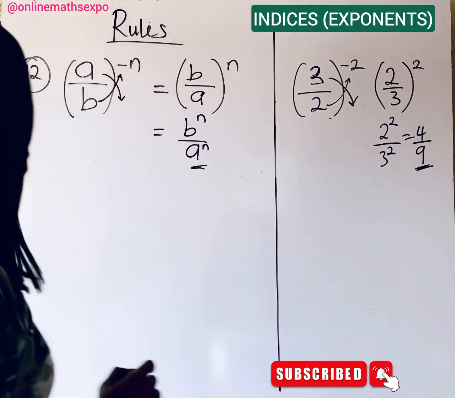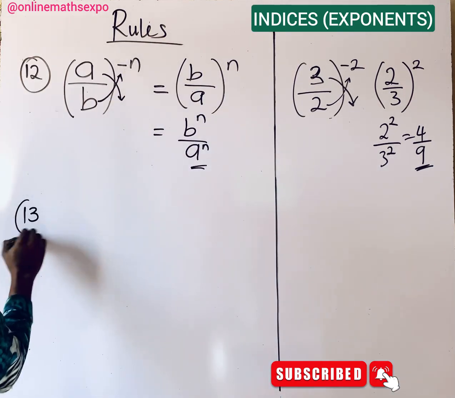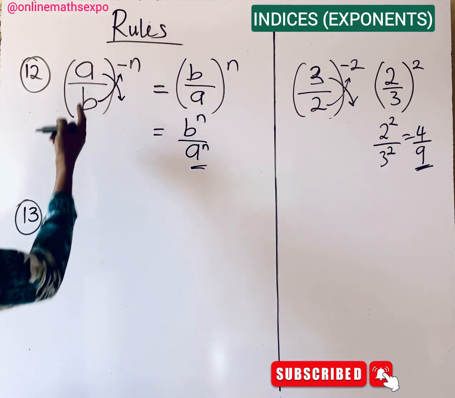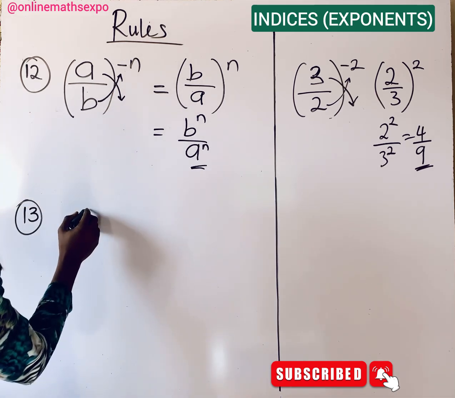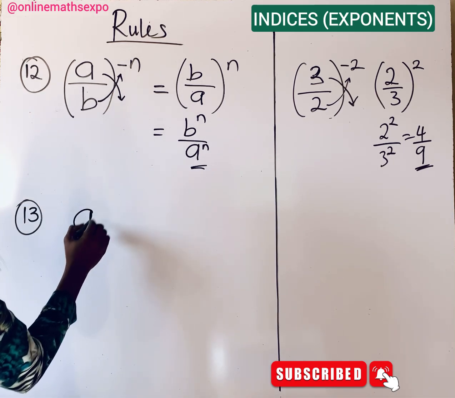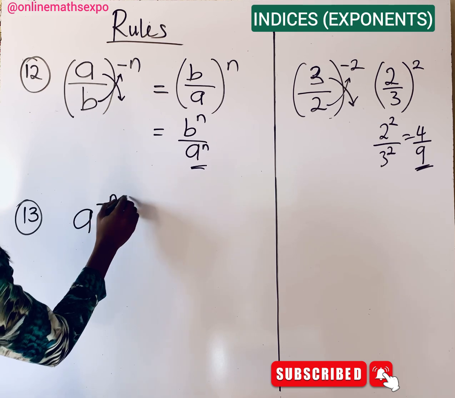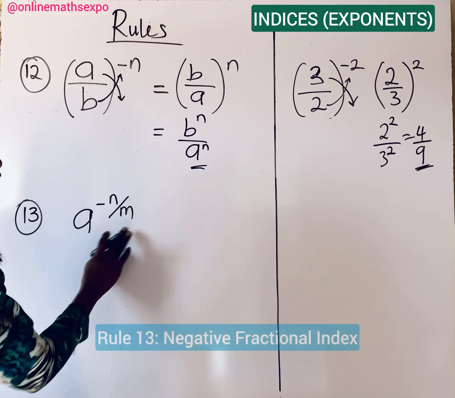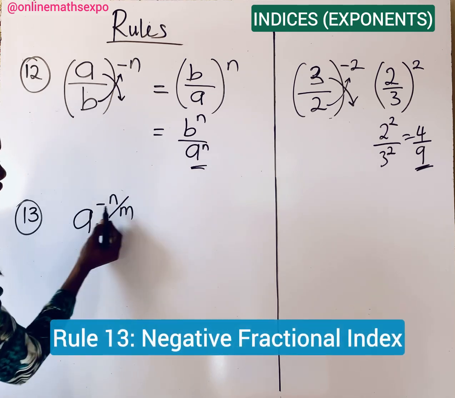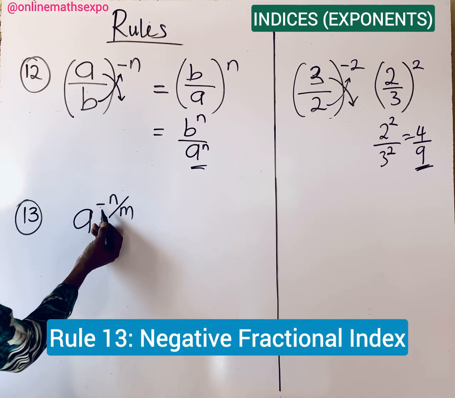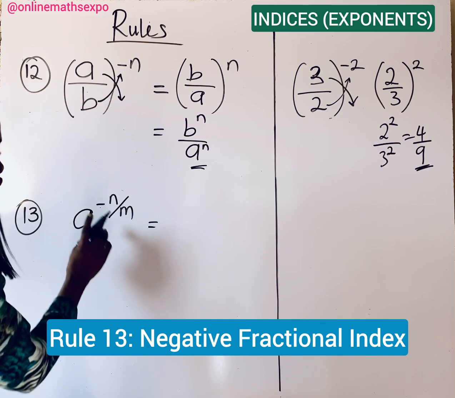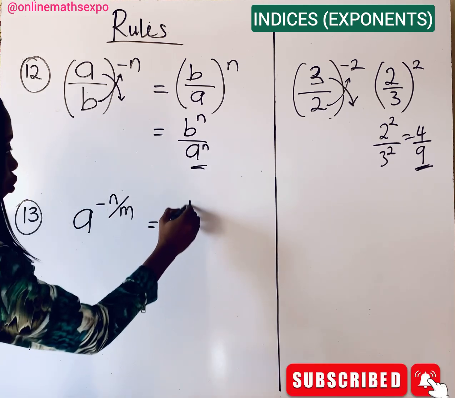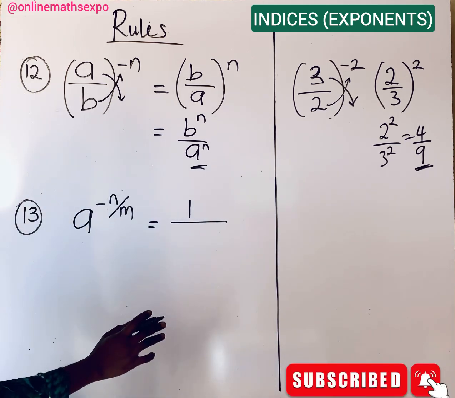Now let's take care of rule number 13. Interesting. Rule number 13 says that if you have a raised to the power of negative n over m, what do you do? This is a combination of fraction and negative. What you do is remove the negative sign, and it becomes 1 over. I hope you got that.